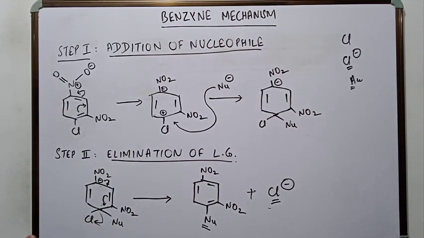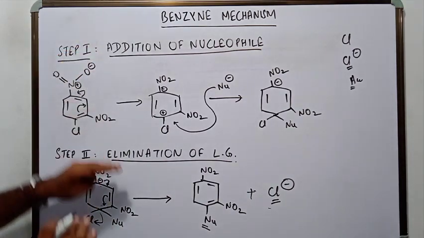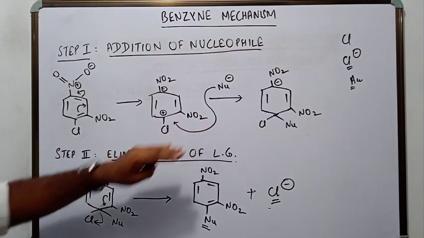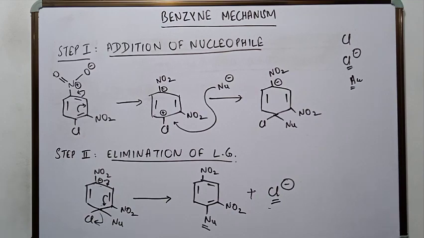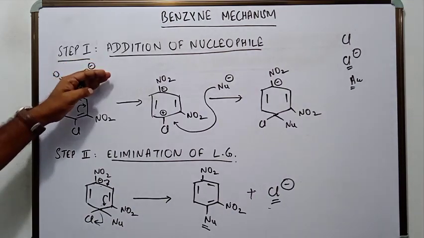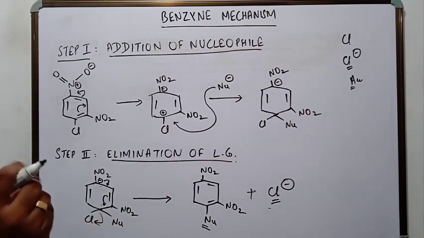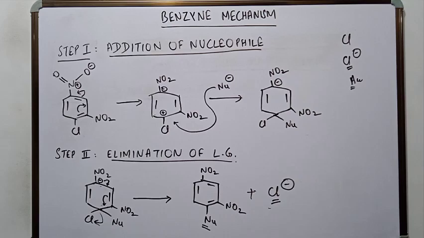So this is normal nucleophilic aromatic substitution, not the benzyne. Normally the route is addition of nucleophile and after that elimination of leaving group. So it is an addition-elimination route. Normal nucleophilic aromatic substitution reaction is an addition-elimination route.